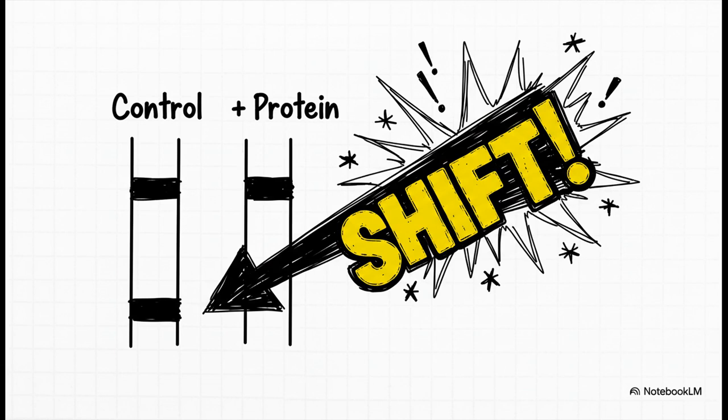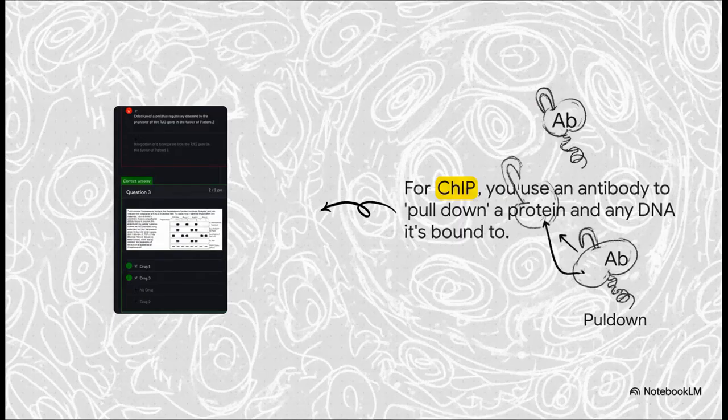When you look at the gel, you're looking for a band that's higher up than the band for the DNA alone. That higher band, that shift, is your smoking gun. It proves your protein is stuck to the DNA. Okay, now let's switch gears to ChIP.